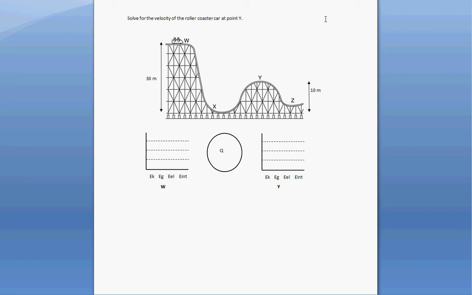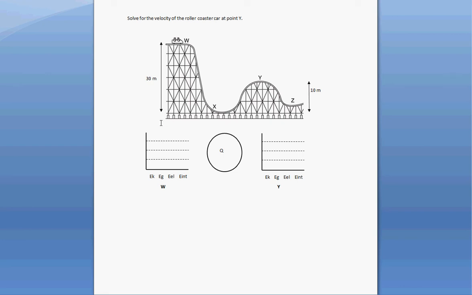Here we have a roller coaster car up at point W. It's going to come down the track, go through point X, past point Y to point Z and on. And we are solving for the velocity of the roller coaster car at point Y. Point Y is 10 meters high, the car starts at 30 meters high.